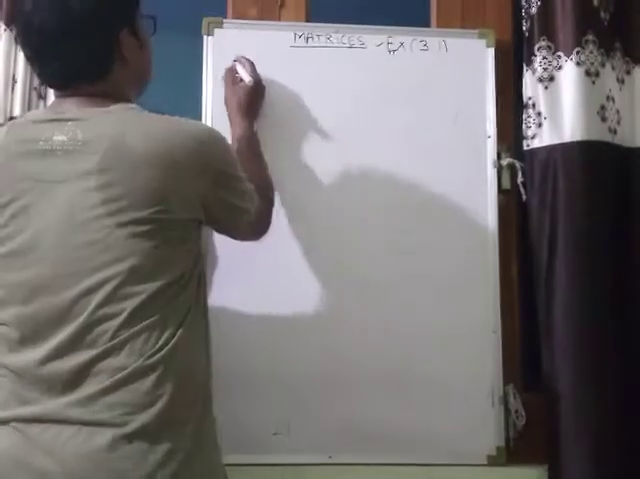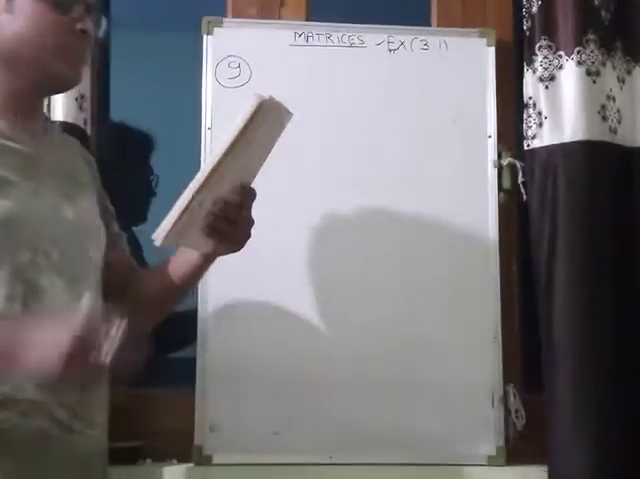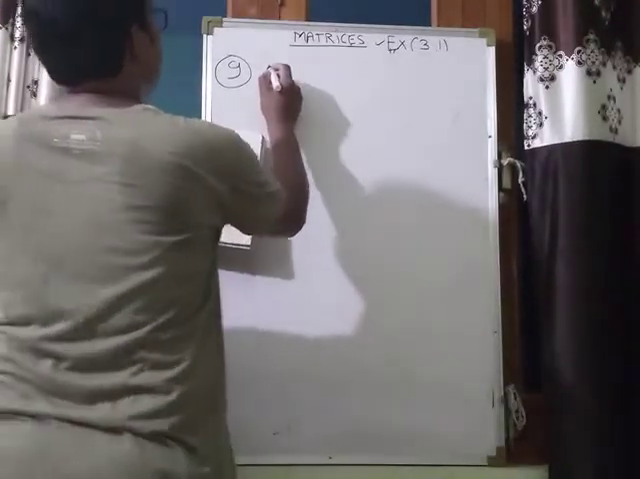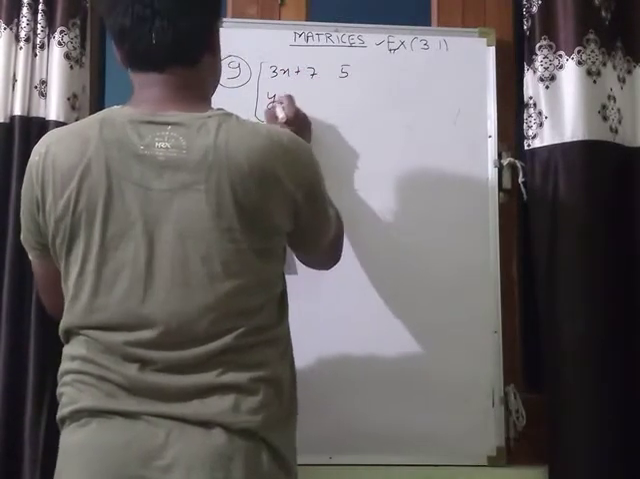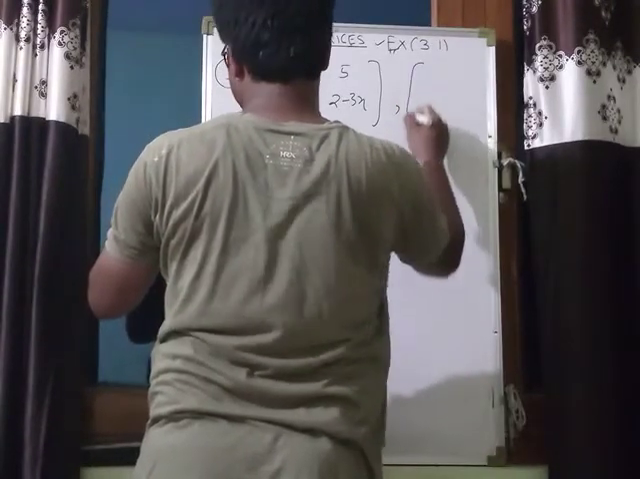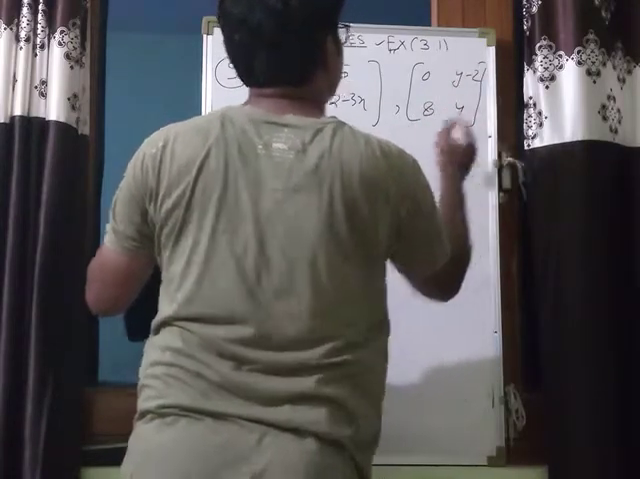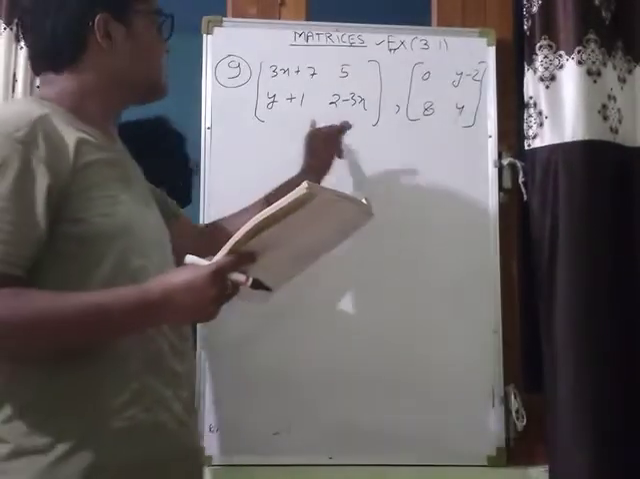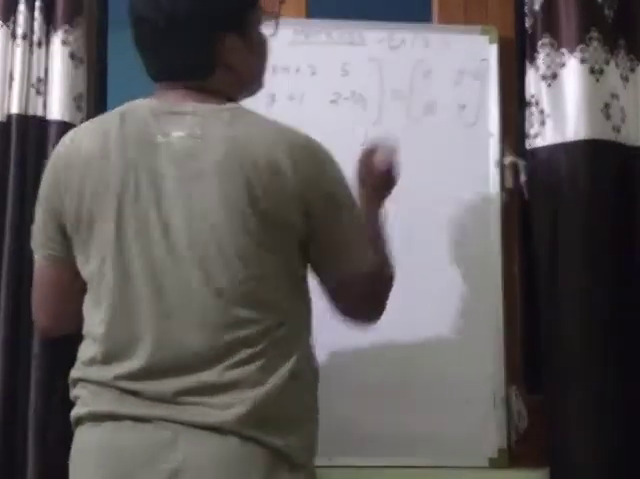Question number 9. See what is the question. Which of the given values of x and y makes the following pair of matrices equal? See here, 3x plus 7, 5, y plus 1, 2 minus 3x, and another is 0, y minus 2, 8, 4. The question asks what is the value of x and y for which these two matrices are equal. So let us say they are equal.